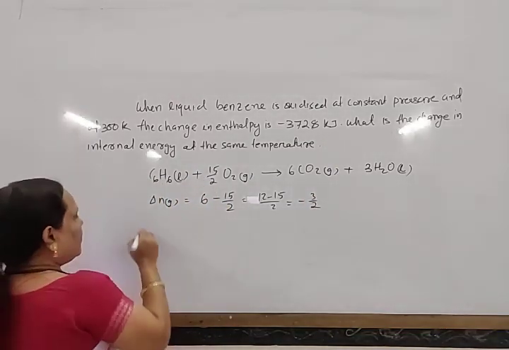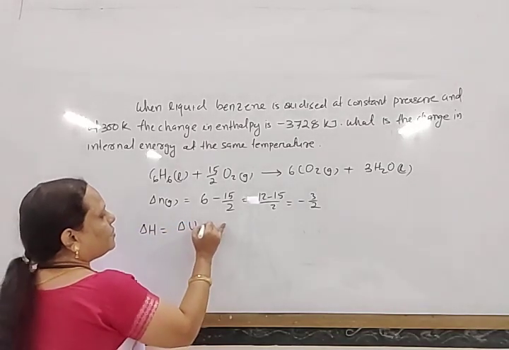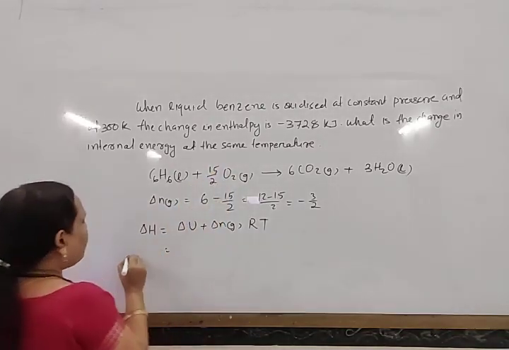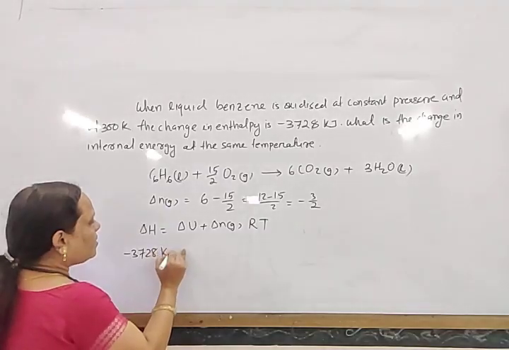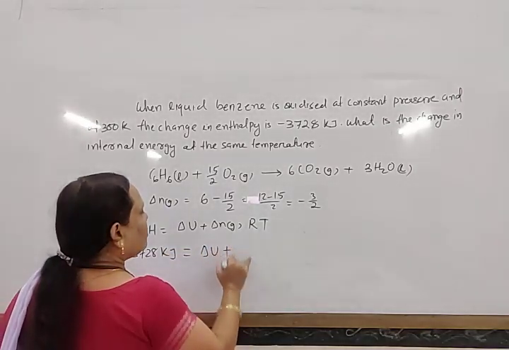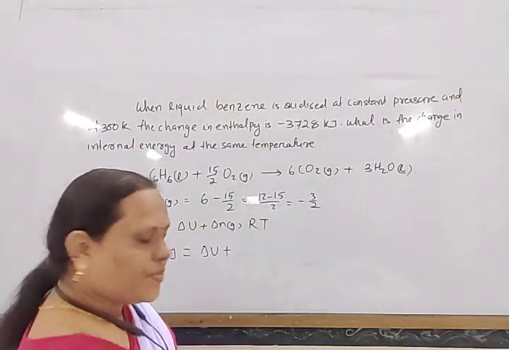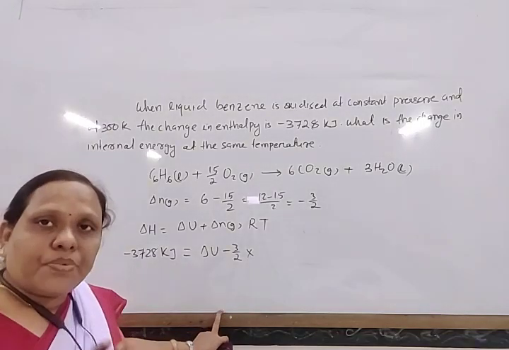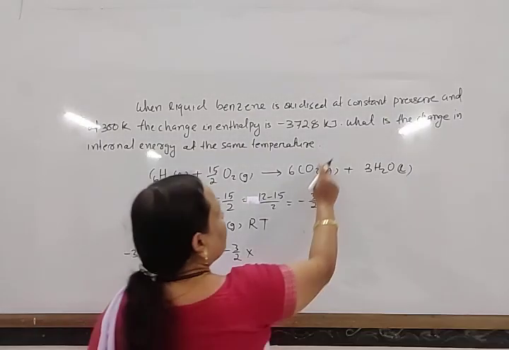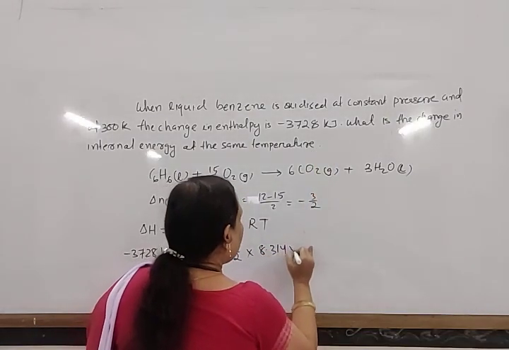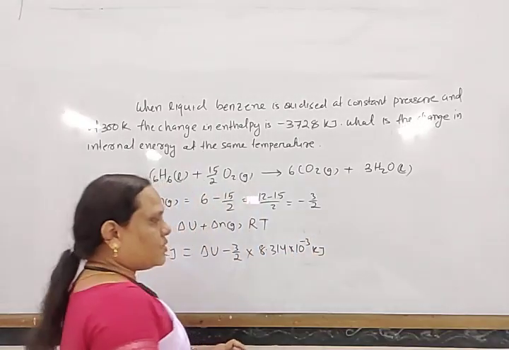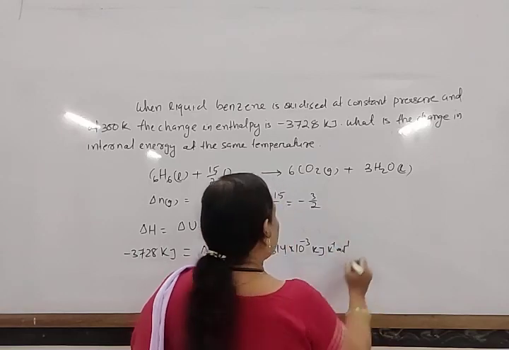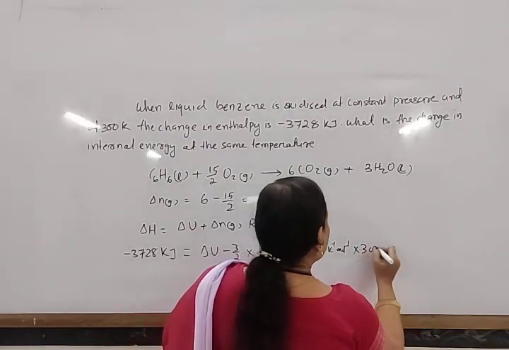Now for the formula, del H is equal to del U plus del Ng RT. The del H value given is minus 3728 kilojoule, equal to del U plus minus 3 by 2 times R. The R value is 8.314 joule Kelvin inverse mole inverse, but since this is given in kilojoule, we take 8.314 into 10 to the power minus 3 kilojoule Kelvin inverse mole inverse, and the temperature is 300 Kelvin.